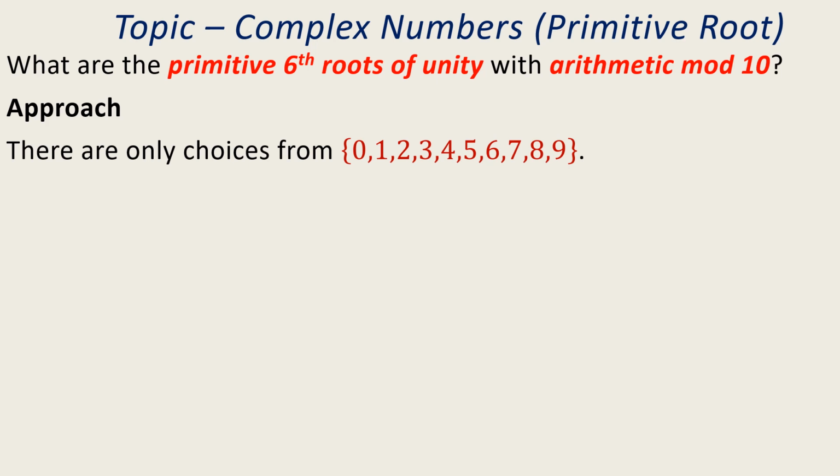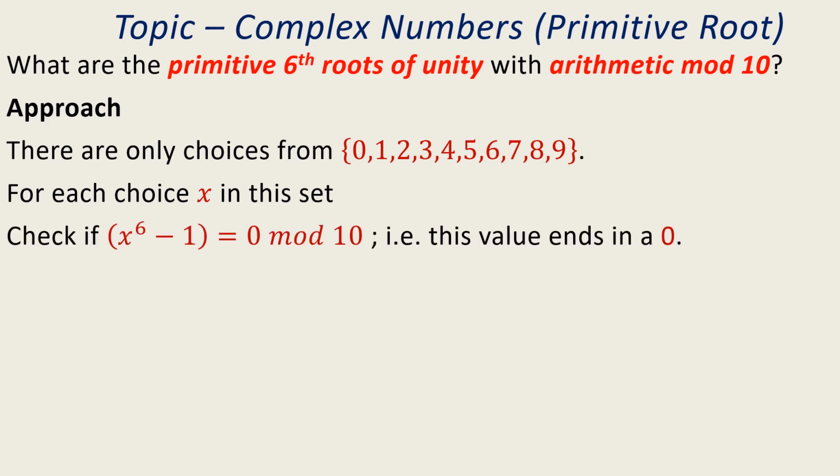First of all, you only have 10 possible choices: 10 different digits, 0, 1, 2, 3, 4, 5, 6, 7, 8, 9. For each one of those, you have to consider the result of raising that number to the power 6, subtracting 1 from it, and if the result is equal to 0 modulo 10, in other words, its least significant digit is a 0, then that case is a primitive sixth root of unity.